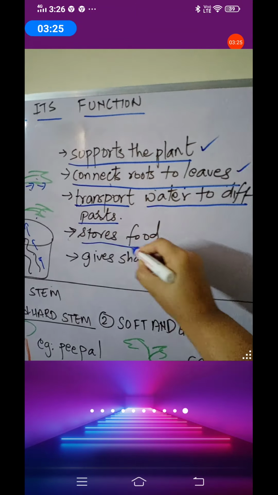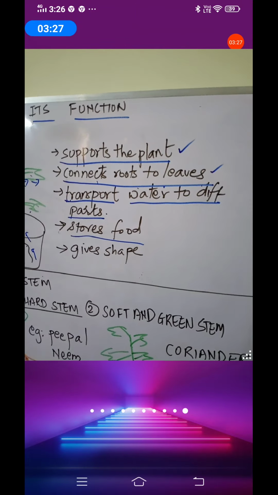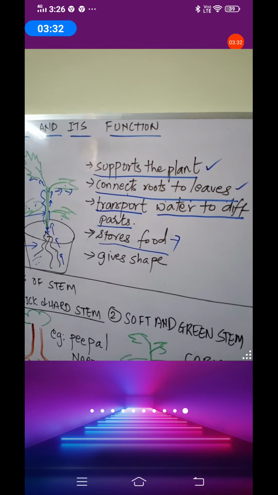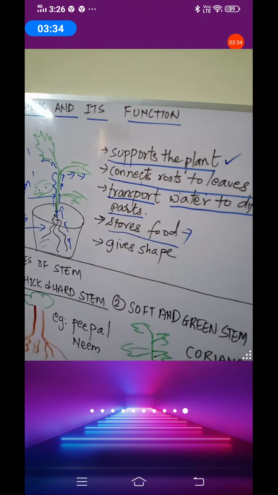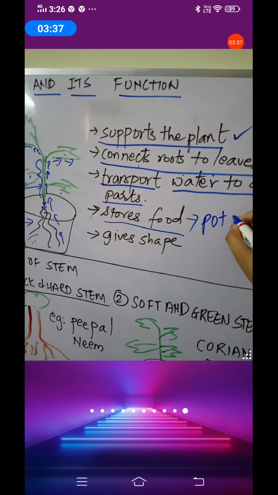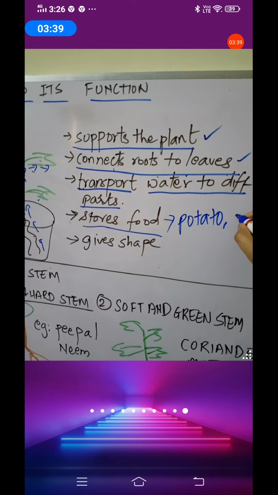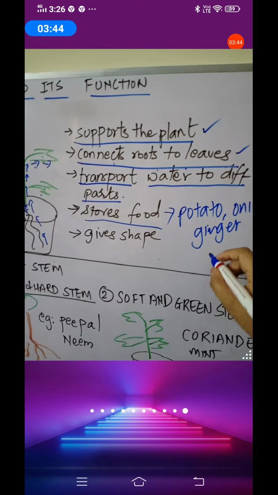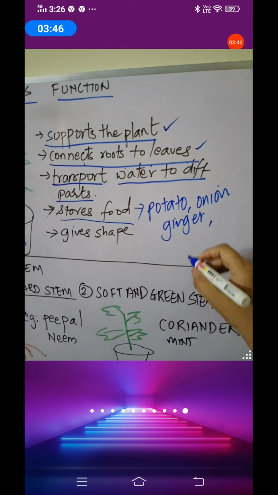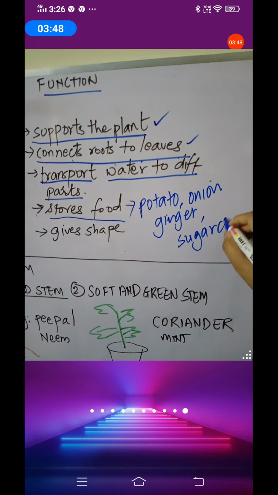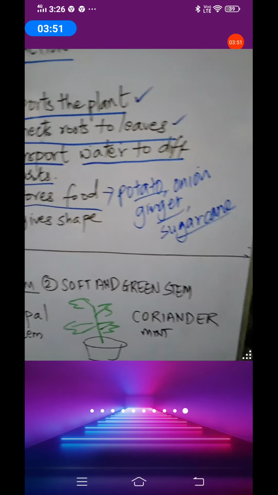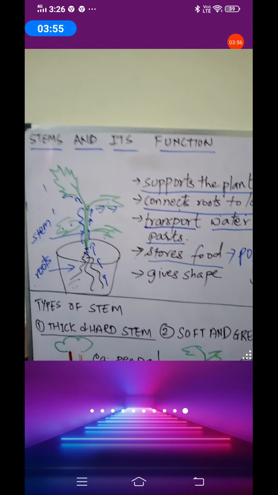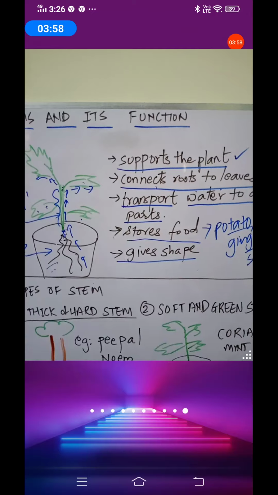Then we all know stem is storing food, isn't it? I have told you before. Can you give me an example of the plants where the stem is storing the food? In some plants, the stem is storing the food. Yes, you are right. Some underground stems are potato, onion, ginger, and one more stem which is storing the food is sugar cane. So in these cases, the stems are storing the food, and it also gives shape to the plant.